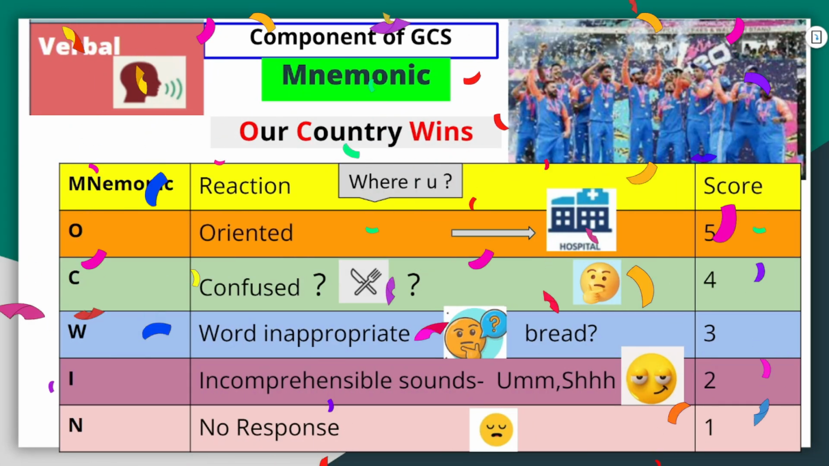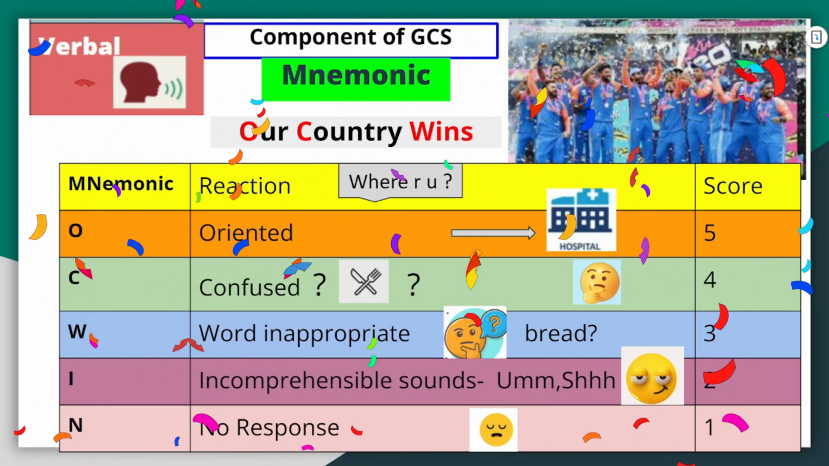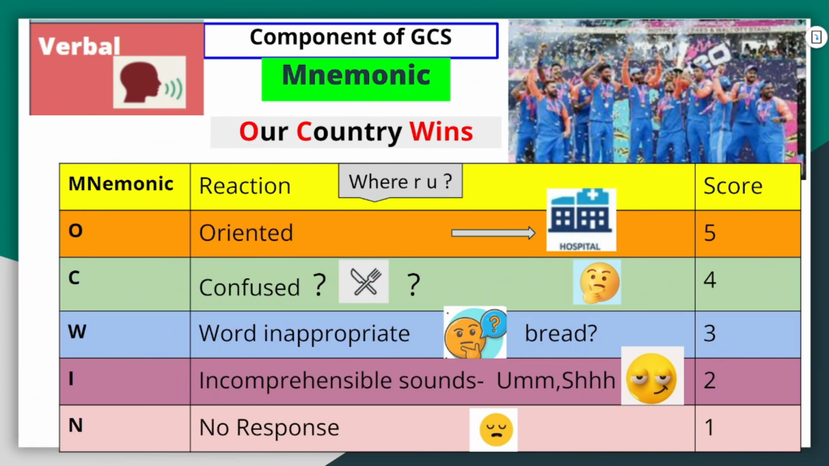To memorize the verbal component, the mnemonic is OUR COUNTRY WINS: O for oriented, C for confused, W for inappropriate words, I for incomprehensible sounds and N for no response.